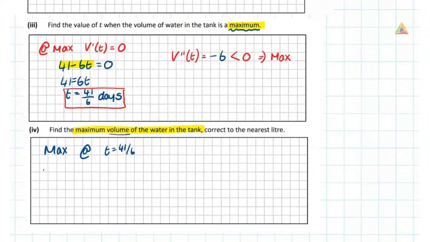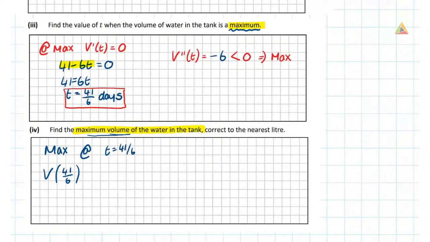So we're taking our volume formula and we're replacing the t with 41/6. We're not subbing back into the derivative because that's the rate of change of the volume. We're just looking for the maximum volume. So your formula that you started with, 60 plus 41t, in this case t is 41/6, minus 3t squared. That's coming from the original question. So all we've done there, as you can see, is replace every t with 41/6.